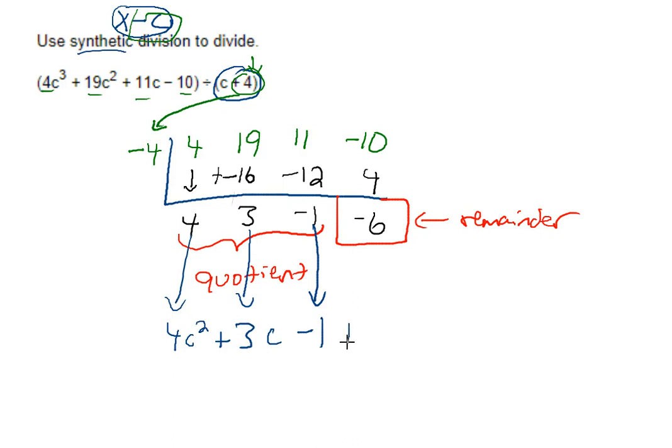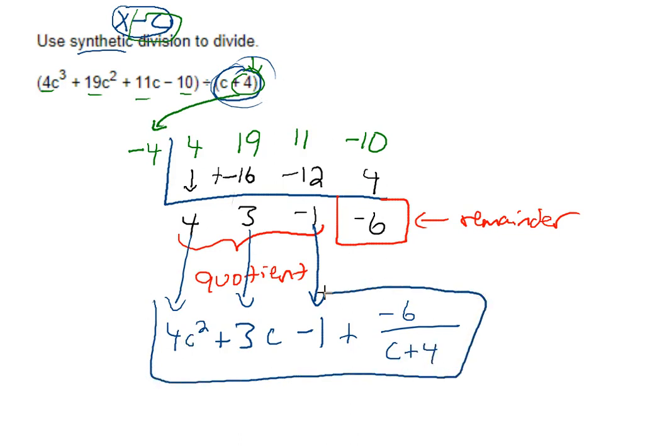All right. And then I'll add to that my remainder, which is negative 6, which is still being divided by not negative 4, but the divisor, the whole divisor, which is c plus 4. So make sure you use the actual divisor from the problem, not just the value of c, which was negative 4 in this case. All right, so that's how synthetic division works.